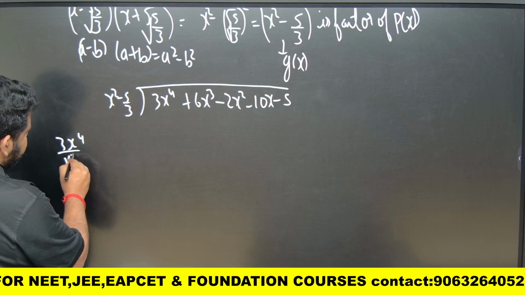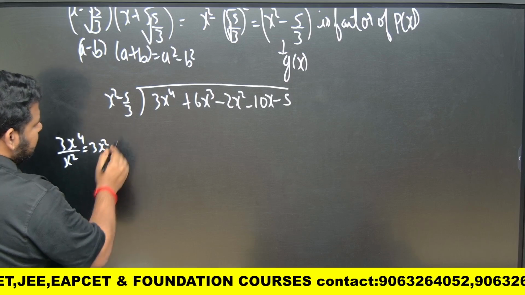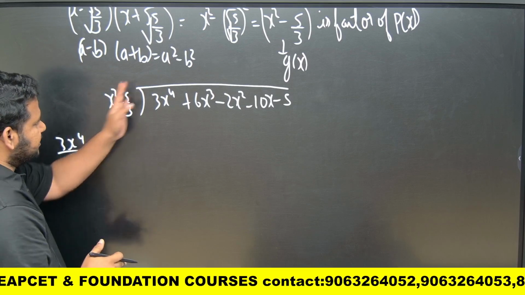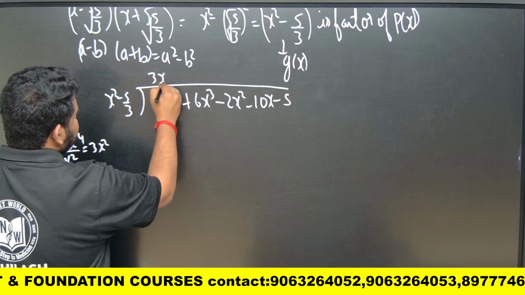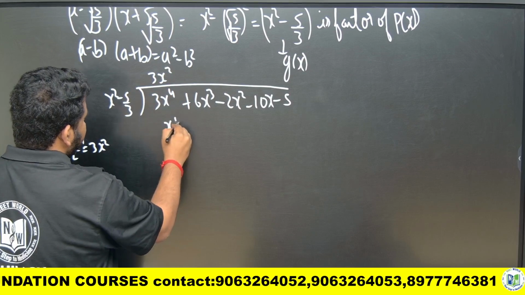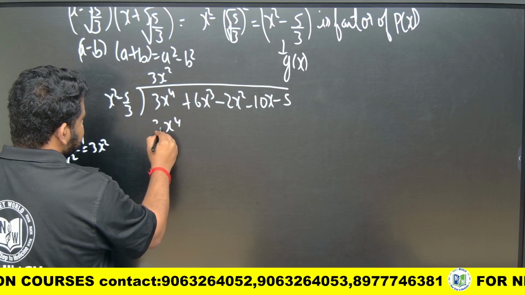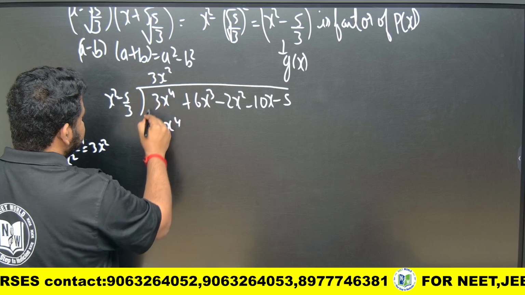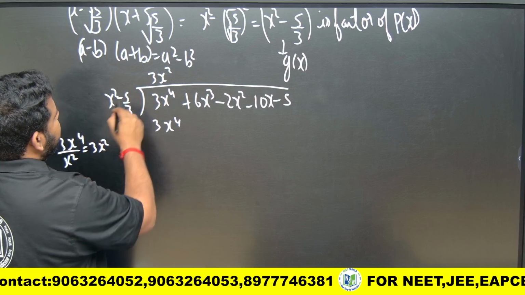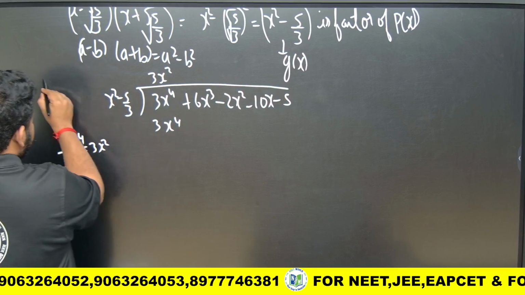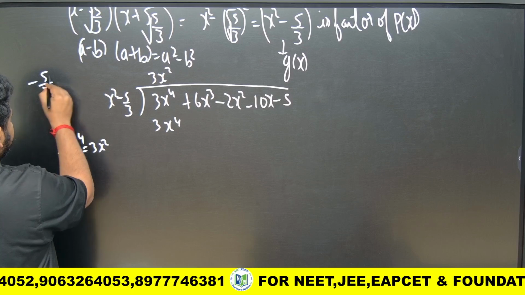If you divide by x square, what will we get? We will get 3x square. I am writing these steps for you to understand; otherwise, I can write it directly. So this will be 3x square. X square into x square is x to the power of 4. 3 into x square is this 3. This will become minus 5 by 3. Minus 5 by 3 into 3x square.